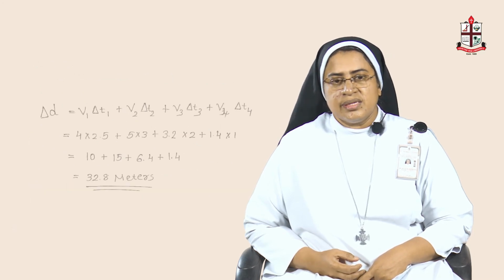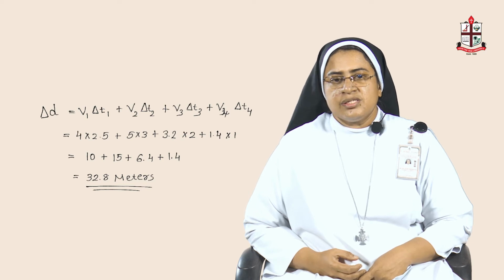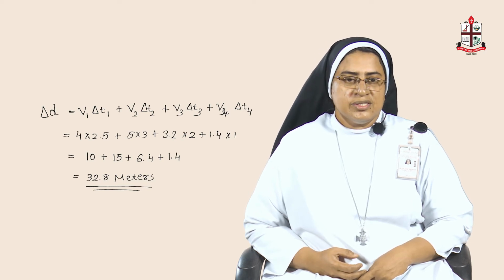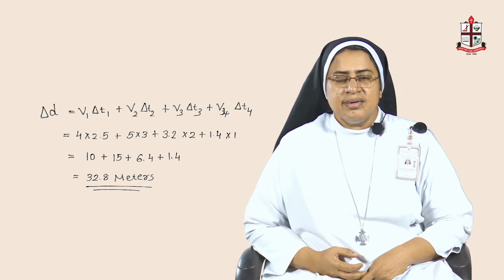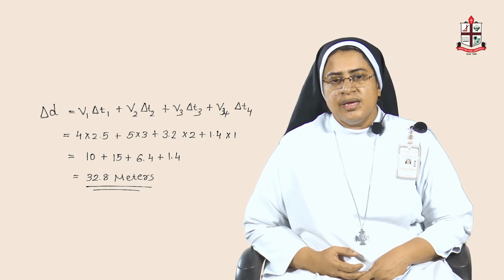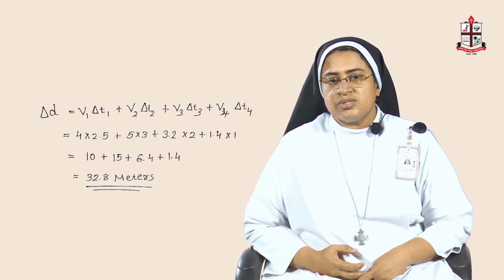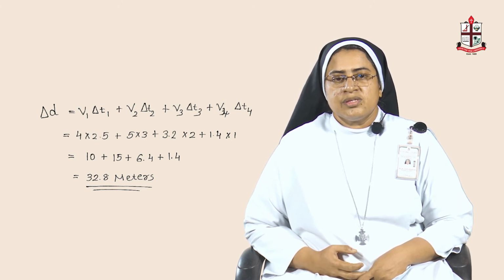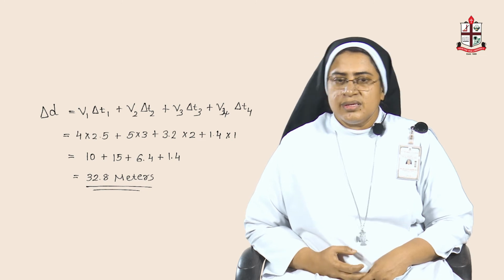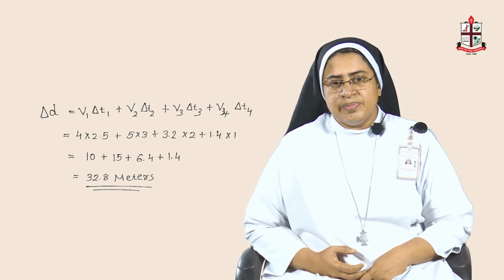Delta d is equal to v1 delta t1 plus v2 delta t2 plus v3 delta t3 plus v4 delta t4. So the values are 4 into 2.5 plus 5 into 3 plus 3.2 into 2, that is, the third velocity is 3.2, not 3, and 1.4 into 1. Final answer: 10 plus 15 plus 6.4 plus 1.4, that is 32.8 meters.